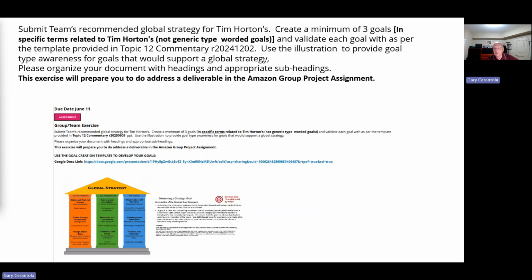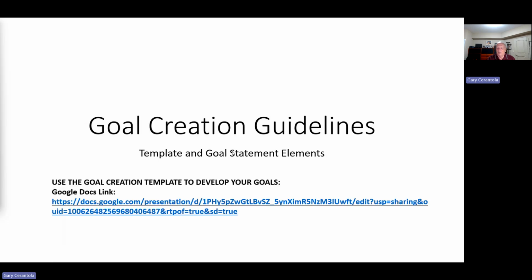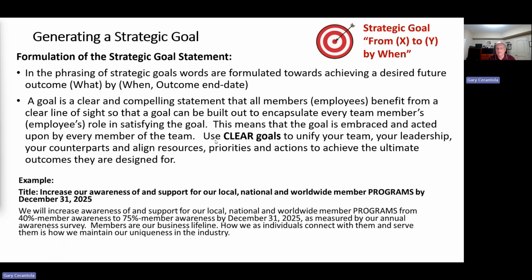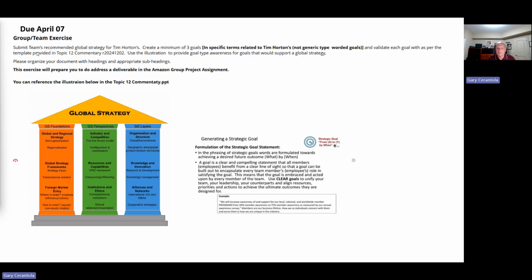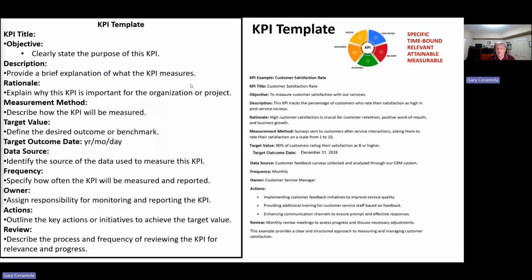So again, I'm not looking for generically worded goals. I want you to get very specific about Tim Hortons so that I know that you're doing the due diligence and really exercising critical thinking. That's really what we're looking for, and this is what this group team exercise is all about. And again, please use the templates. Okay, so again, here are the guidelines that I want you to go through and work from there.